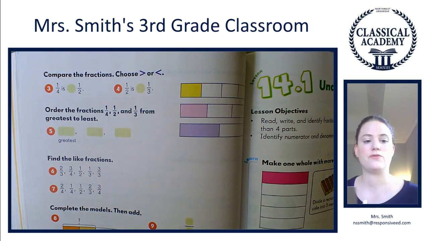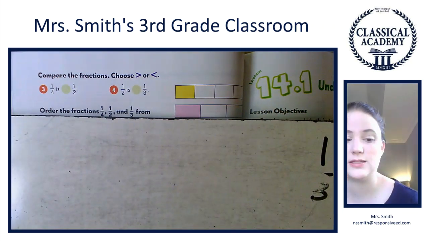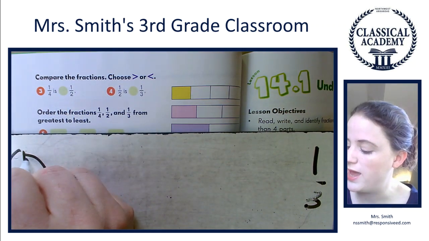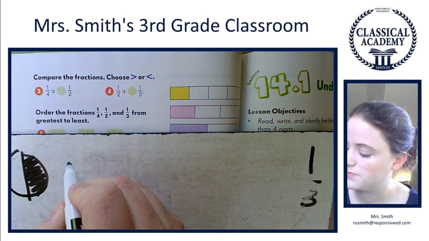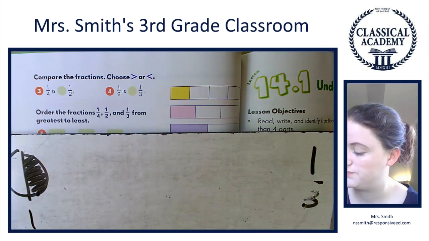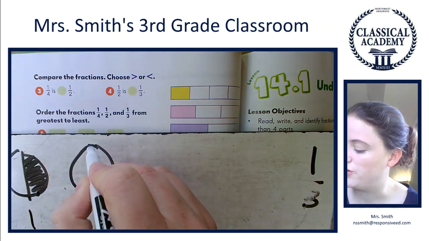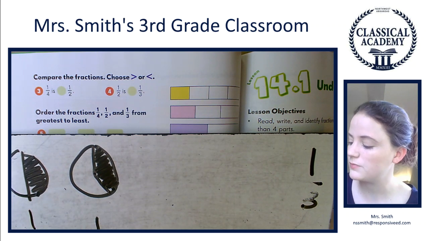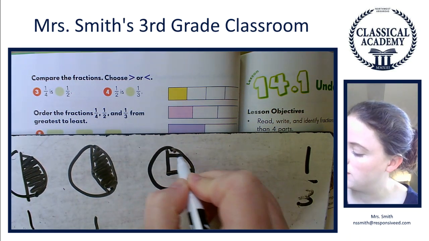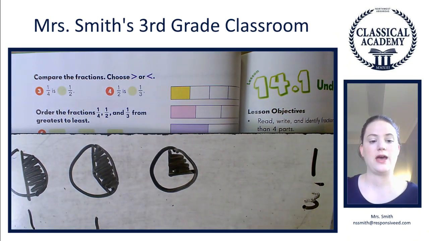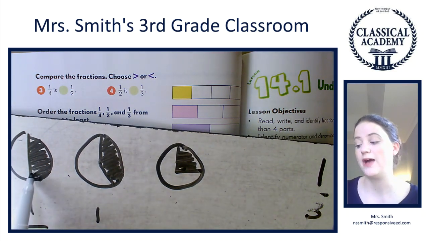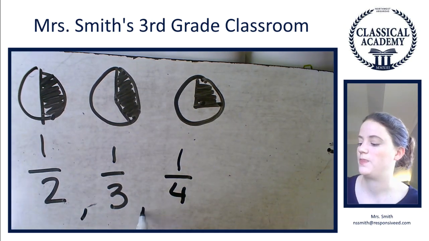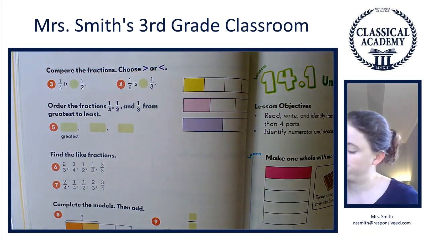Order the fractions from greatest to least. So which one is the greatest? Well, 1/2, what if I had to draw it? 1/2, that's going to be the greatest. Then we're going to have 1/3. And then we're going to have 1/4. Does that help you see that the size matters? 1/2 is bigger than 1/3, is bigger than 1/4. This is from greatest to least.